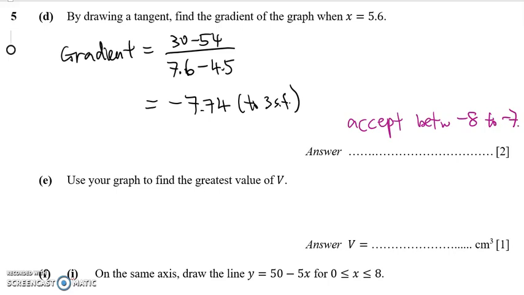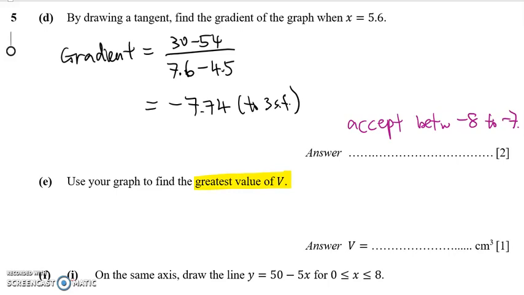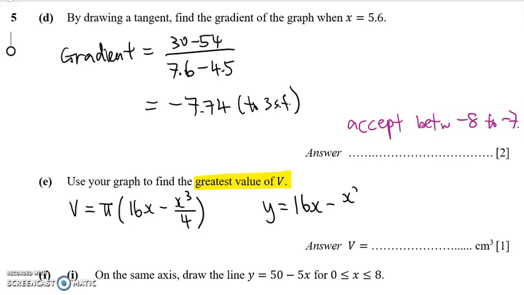Let's go on to part E. Part E wants us to use our graph to find the greatest value of V. So we want the greatest value of V. Now if you go back to our part A, the value of V is pi times 16x minus x cubed over 4. But the graph that we have drawn is y equals 16x minus x cubed over 4. So from our graph, we can only get the greatest value of y.